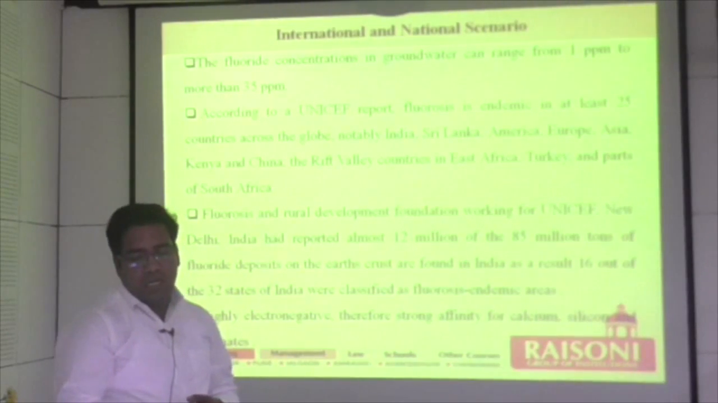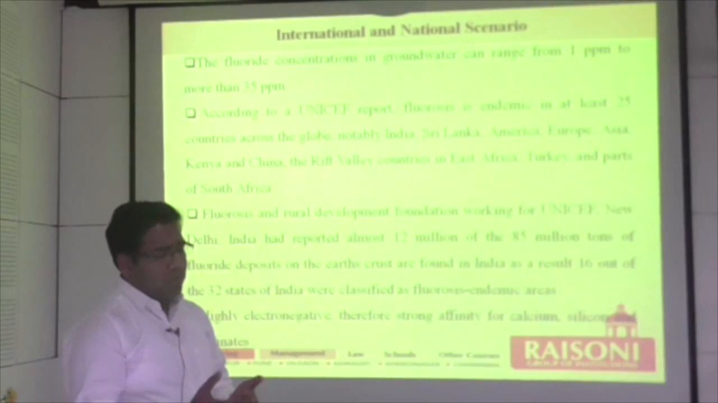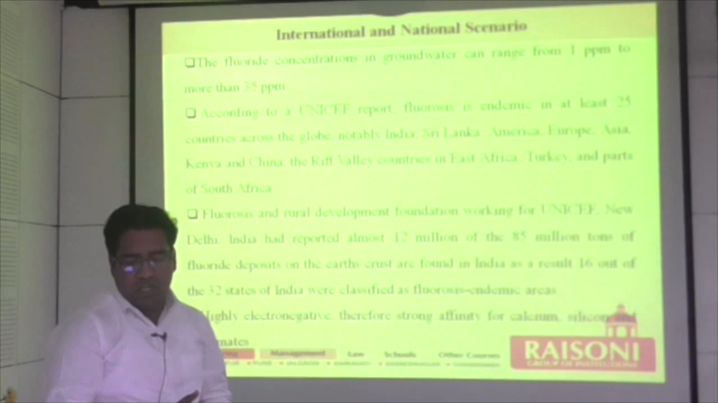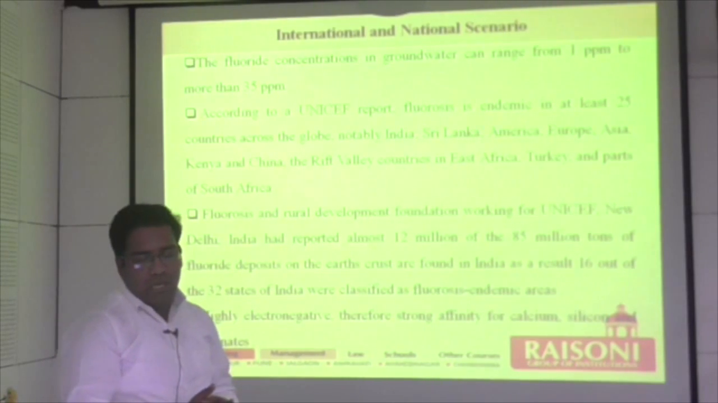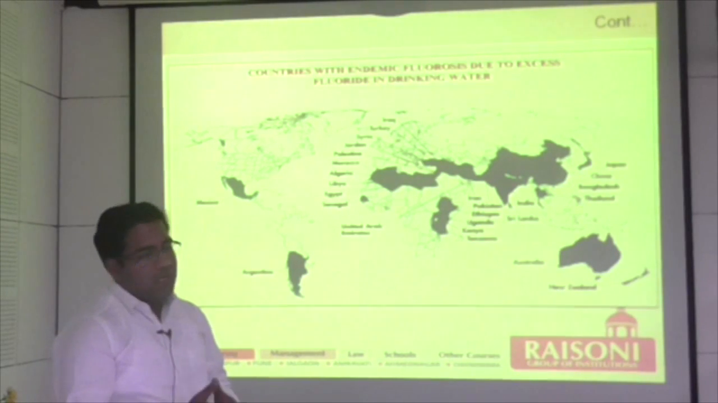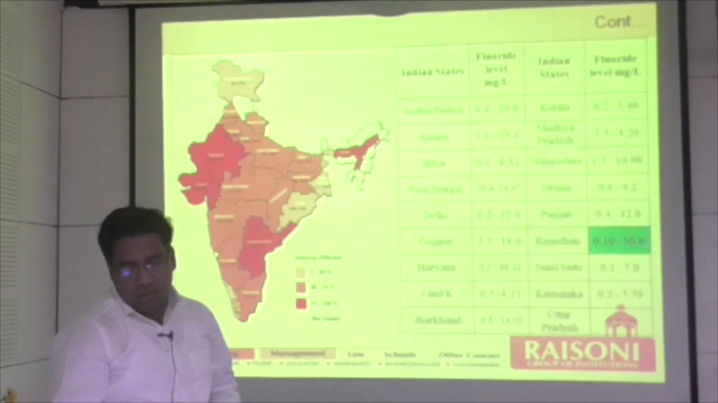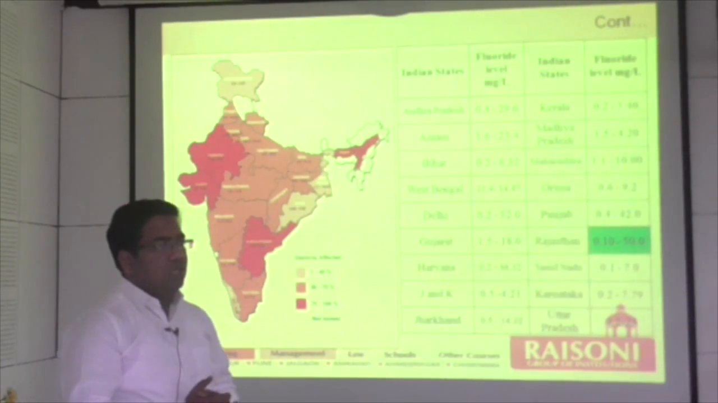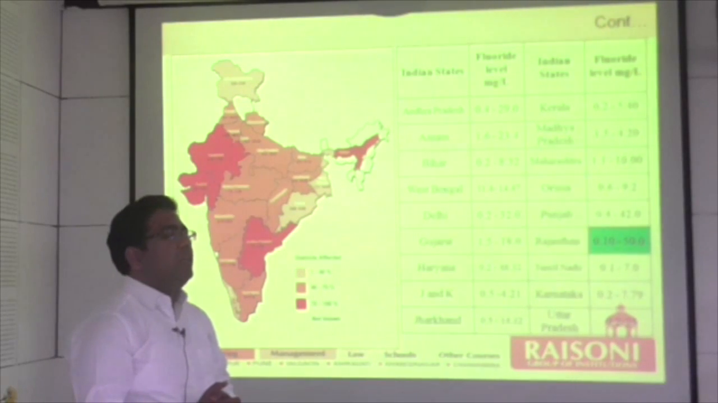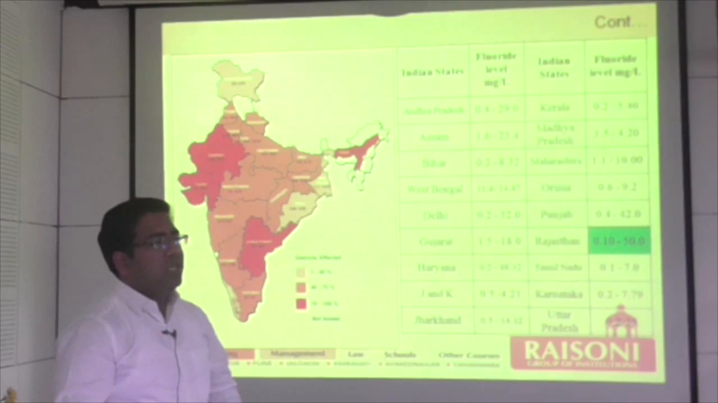This is the international and national scenario. Fluoride affects the world widely, mostly 25 countries. Notably India, Sri Lanka, America, Europe, Asia, Kenya and China are the more affected areas. This dark region shows the fluoride affected areas worldwide. This reddish dark color shows the highly affected area in India. Rajasthan is the most affected area.